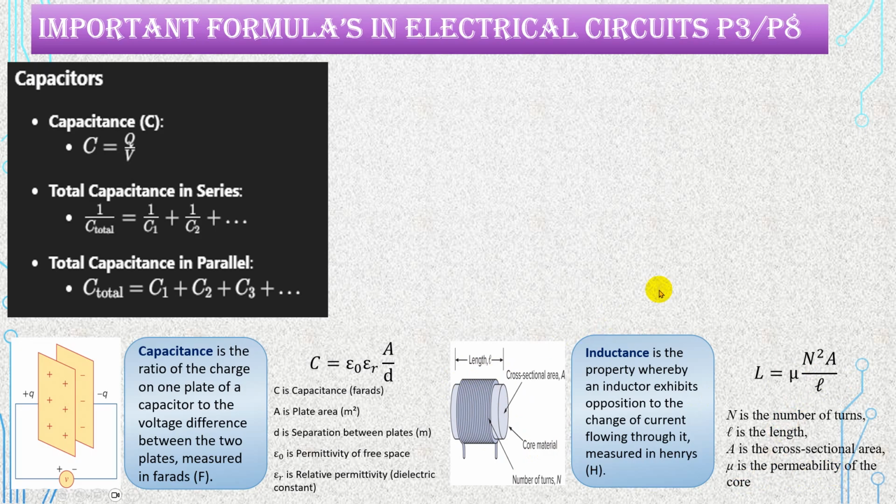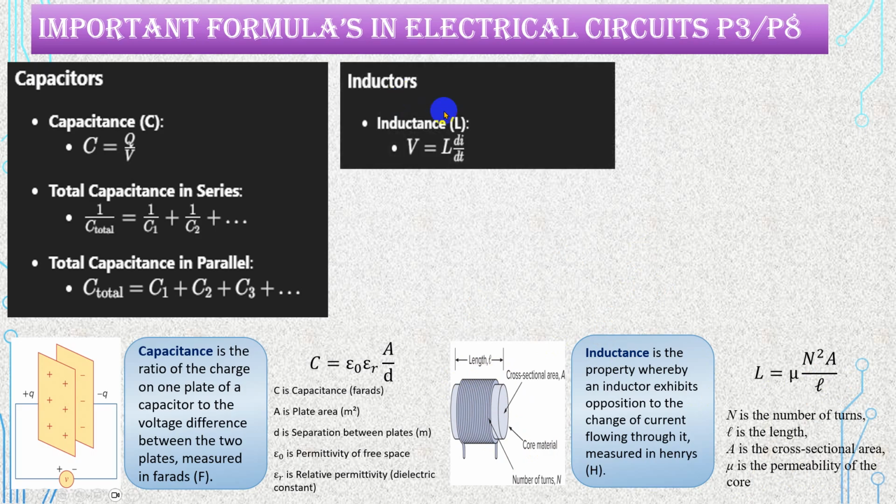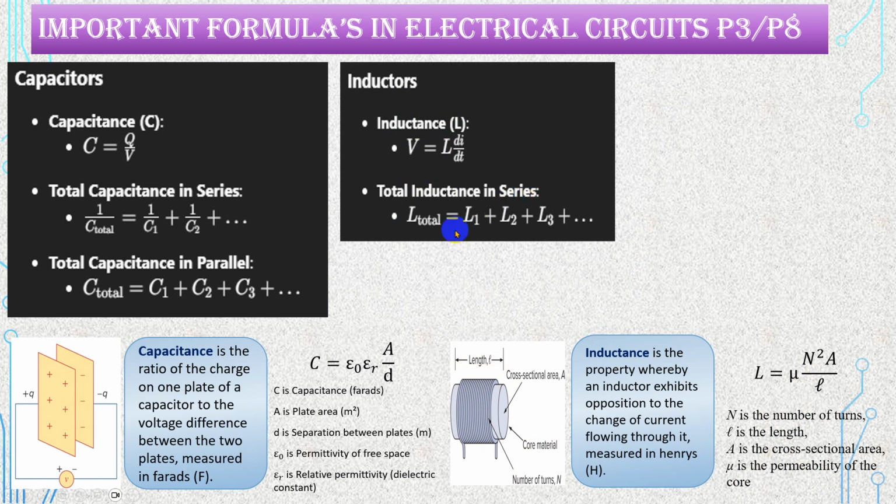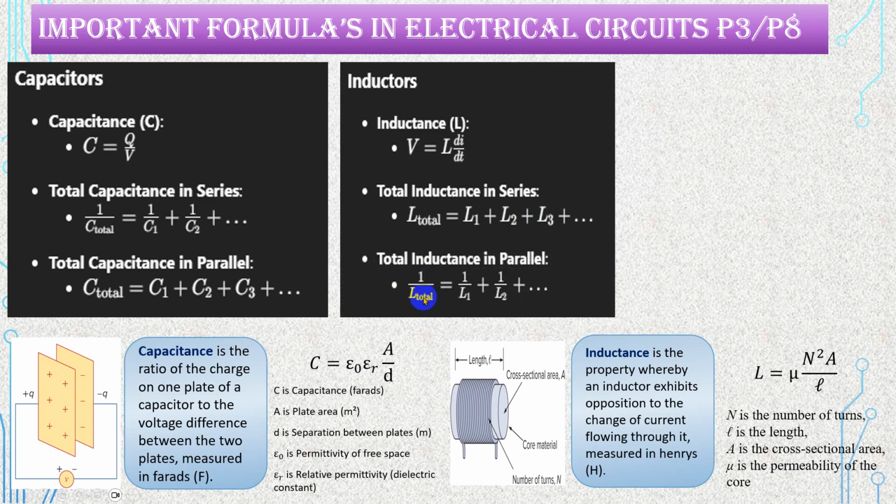Now coming to the series, the first equation for inductance is V is equal to L di by dt. Total inductance in series is L total is equal to L1 plus L2 plus L3, same as resistance. If it is in parallel, 1 by L total is equal to 1 by L1 plus 1 by L2 plus 1 by L3, like this it will go.